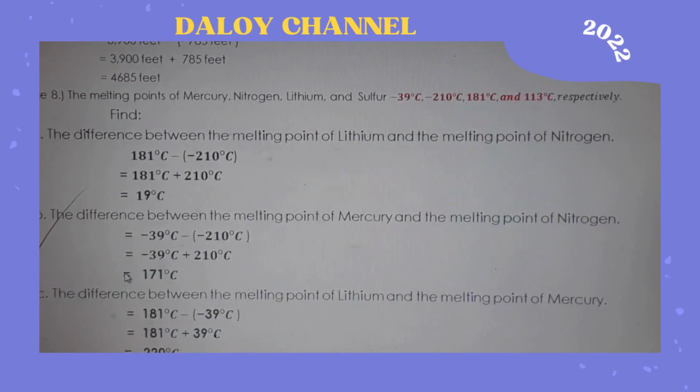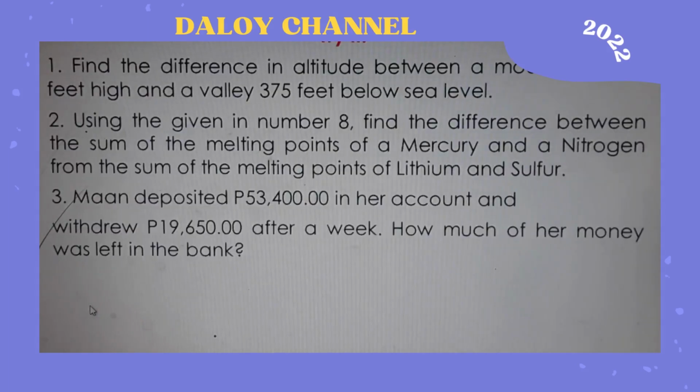Letter C. Find the difference between the melting point of lithium and the melting point of mercury. So 181 degrees Celsius to be subtracted by negative 39 degrees Celsius. Negative times a minus sign becomes a positive 39 degrees Celsius, to be added to 181 degrees Celsius. Final answer is 220 degrees Celsius. Okay, perform the try it activity.